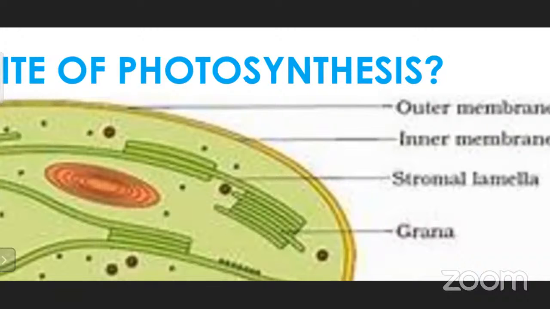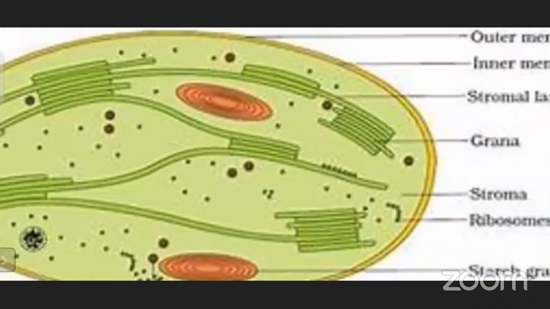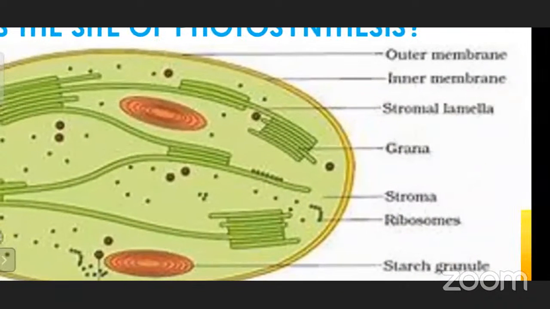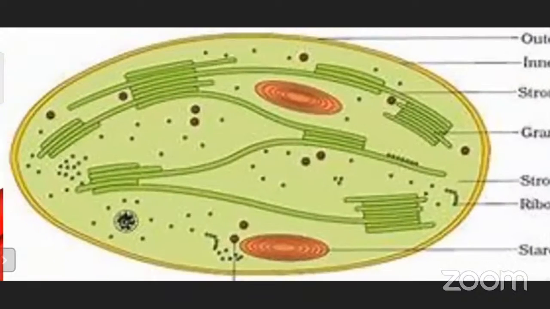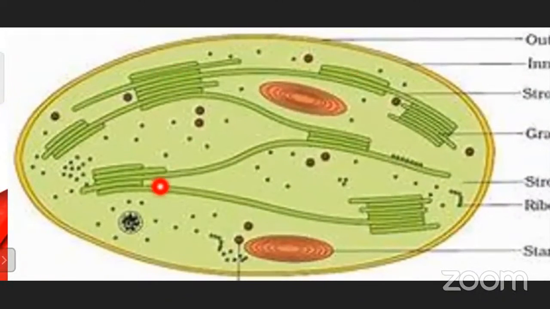So there is the outer membrane, the inner membrane, and the colorless part, which is the stroma. The colorless part is the stroma. This light green color is given here. This is the colorless part, or aqueous fluid, called the stroma, where the dark reaction takes place.